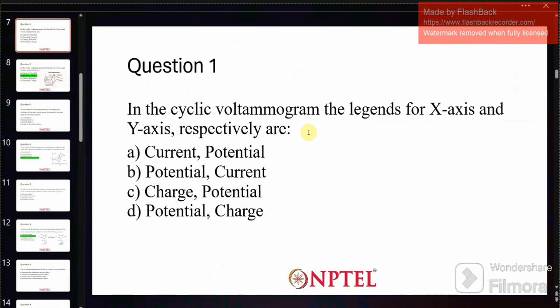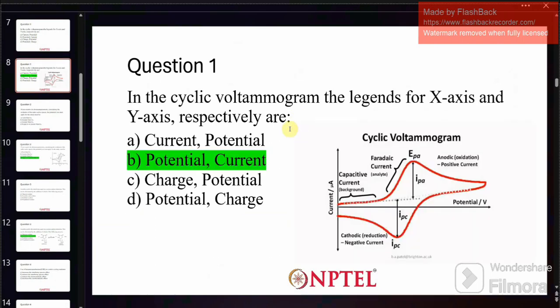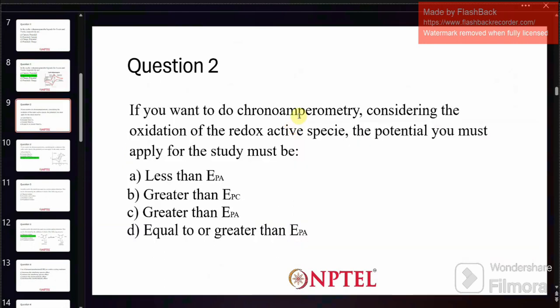Basically the first question is, in a cyclic voltammogram, what is on the x-axis and the y-axis respectively? Whether it's current on the x-axis and potential on the y-axis, potential on the x-axis and current on the y-axis, charge on the x-axis and potential on the y-axis, or potential on the x-axis and charge on the y-axis. So the answer is B, potential is on the x-axis. You apply the potential and then you measure the current, is what happens in the cyclic voltammogram.